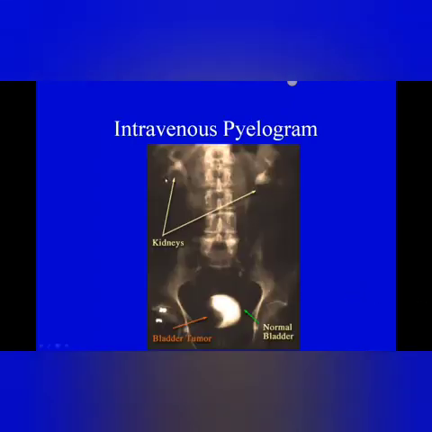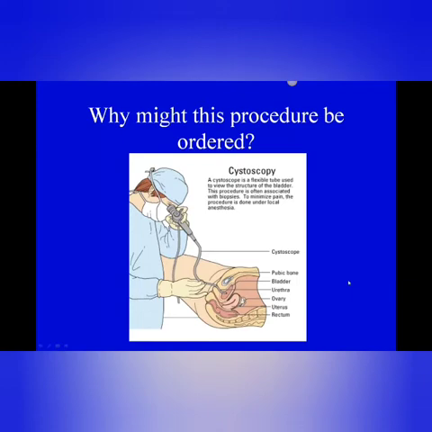Okay, here's an IVP, and it shows a big tumor over here where the bladder should be, kind of a big round ball. This person had a bladder tumor. This one was a cystoscopy, and we said anytime we use that term oscopy, we're using a scope to go into a body orifice.